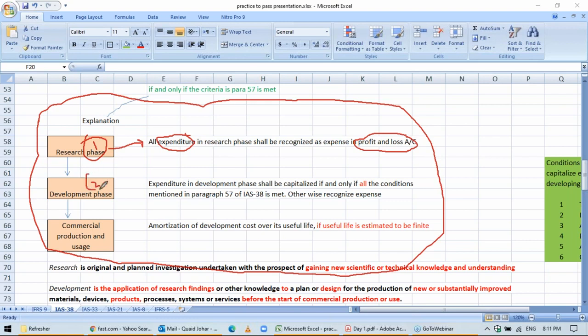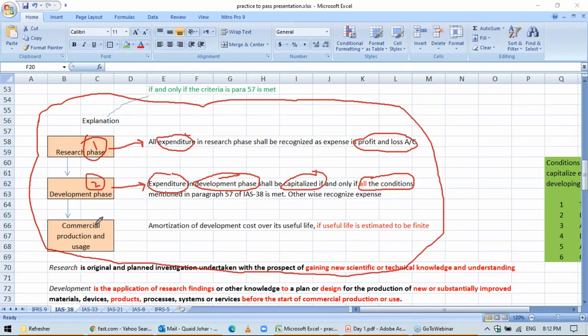And then comes the development phase. Development phase means you have obtained the appropriate information, and now you're designing, you're making molds, you're making dies, right? So you're designing the thing, you're making the tablet, first tablet. So the development cost can be capitalized in the development phase. But the important thing is if all the conditions are met, as I showed you: the feasibility, ability, intention, resources, market existence, and cost can be measured. Even if one of the conditions is not met, you cannot capitalize it, right?